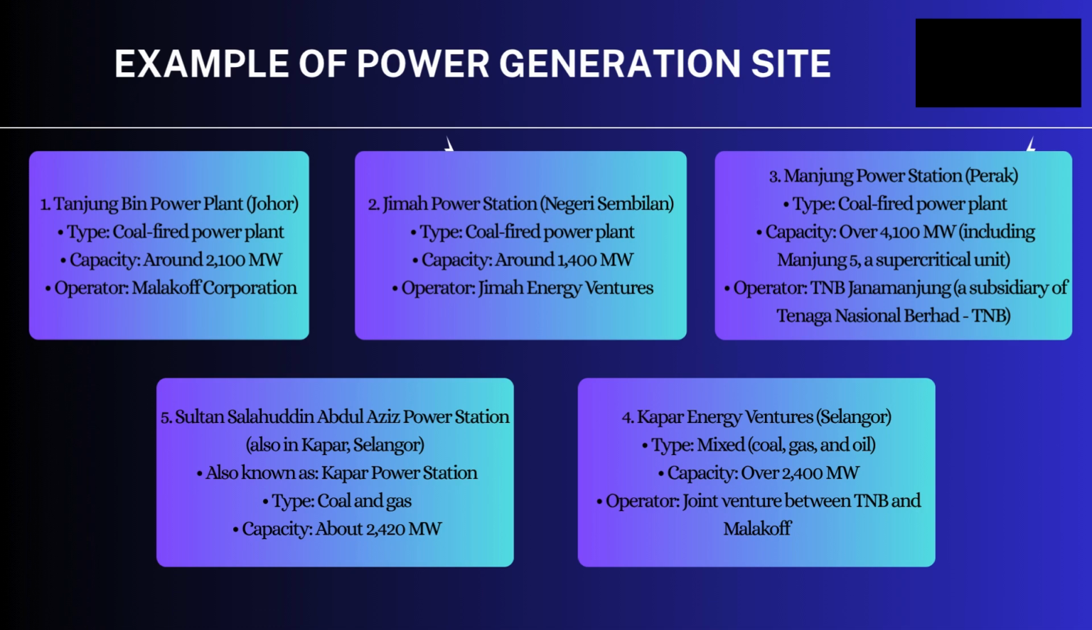Number 4, Kapar Energy Venture, Selangor. Located in Selangor, this plant uses coal, gas and oil. It produces more than 240 megawatt and is a joint venture between TNB and Malakoff. Number 5, Sultan Salahuddin Abdul Aziz, Selangor. Also in Kapar, this coal and gas plant produces about 2420 megawatt. It helps power a large part of peninsular Malaysia. These plants show how coal and other fuels are used to generate electricity on a larger scale in Malaysia.